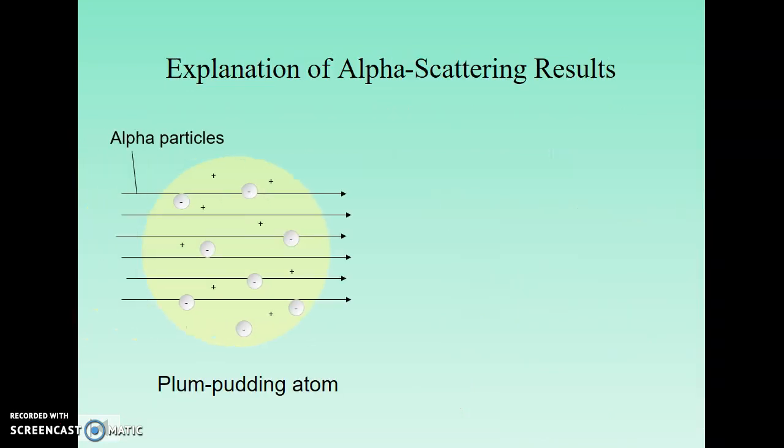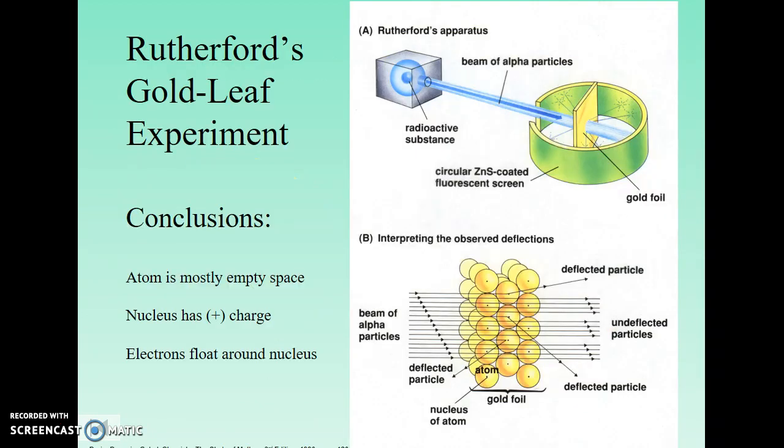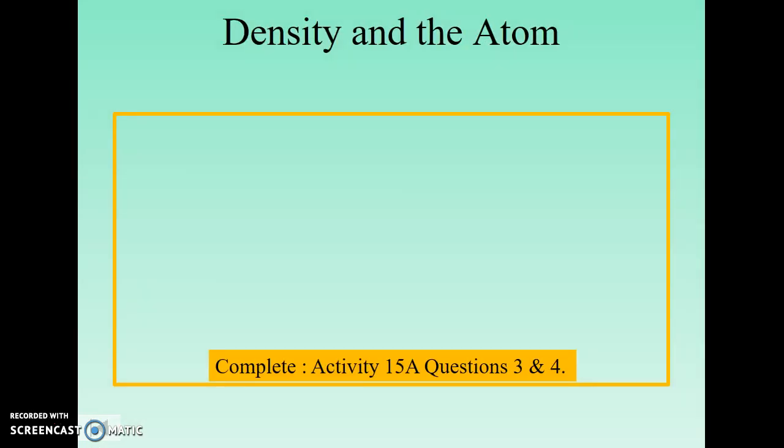So again, just to reiterate, the plum pudding model was the expectation, and the actual result was that there was quite a bit of deflection, unexpected. And so we came up with a new model, and this was Rutherford's model. His conclusions were that the atom was mostly empty space, the nucleus has a positive charge, and that the electrons float around the nucleus.